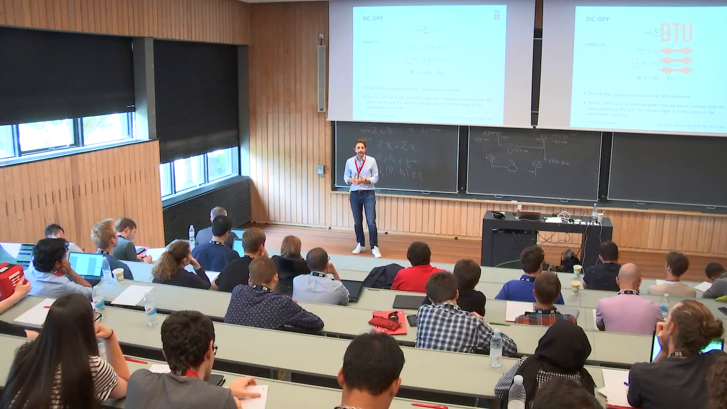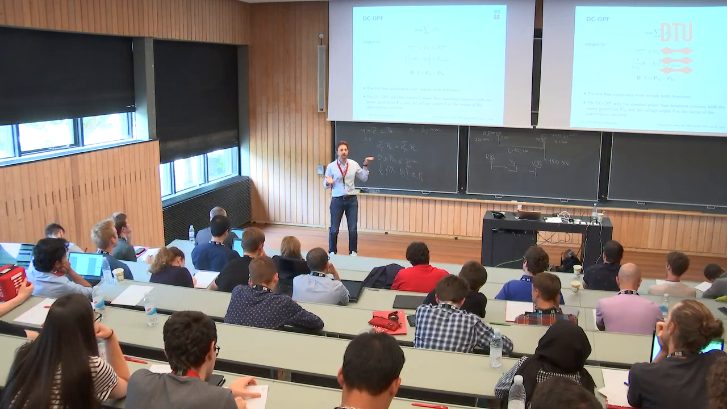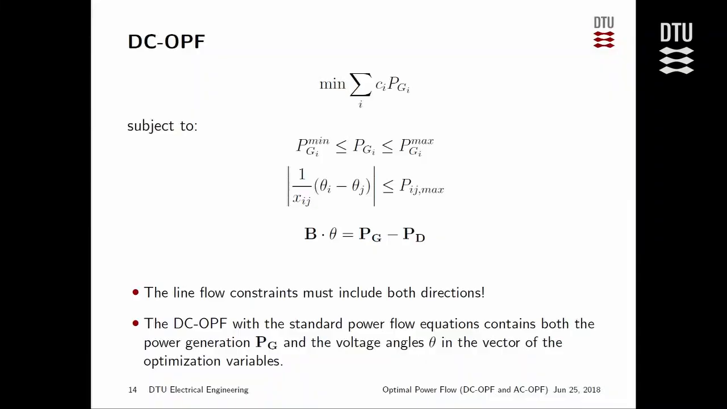Theta is a vector of all my angles, so you have one angle for every node. PG is a vector, and it's again the generation on every node. If I have no generation on a node, it's going to be 0, and load the same. If I have no load on the node, that element is going to be 0. If there is load, then I'm going to put the value.